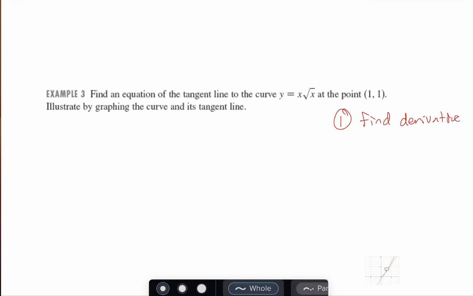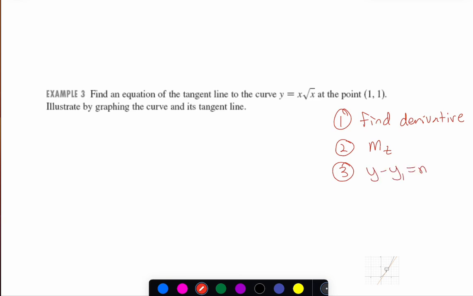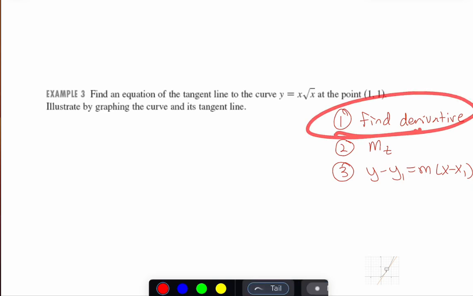Wow, that looks horrible. I'm so sorry. Second step, find the slope of the tangent. You might have to plug it in somewhere. The third step is use y minus y1 equals m times x minus x1. So that is always the procedure that you want to follow. That's a procedure we've been following straight from the beginning. Now, step 1 is a lot easier. That's the only difference, okay?